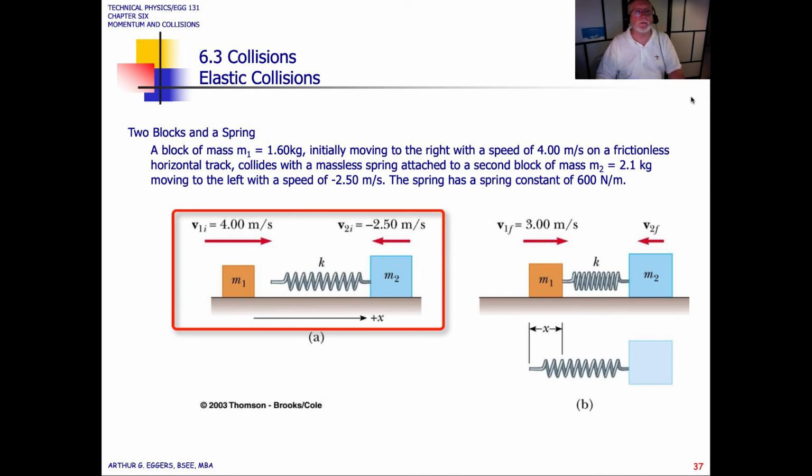Okay, so we'll wrap up elastic collisions here. Let's look at what goes on when we have a spring as part of the system for a collision. So we have two blocks, mass 1 and mass 2, and a spring attached to mass 2. We've got some velocities given, and let's see what we can do to do some analysis on it.